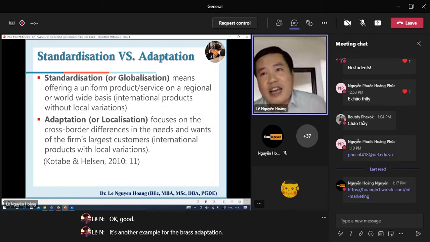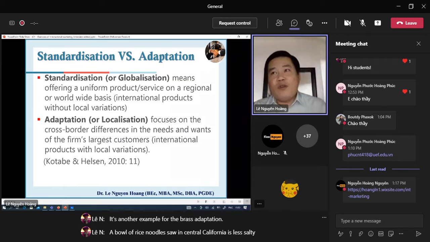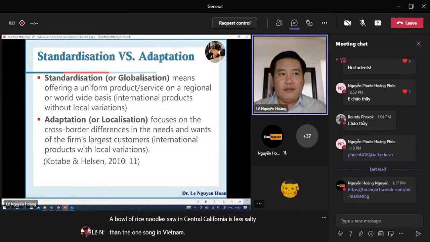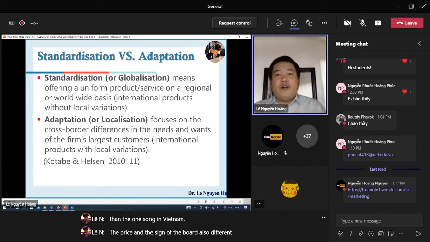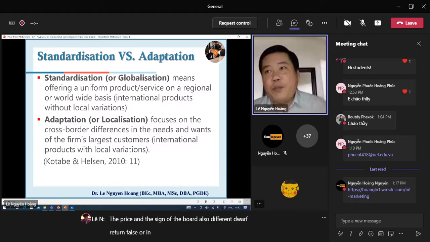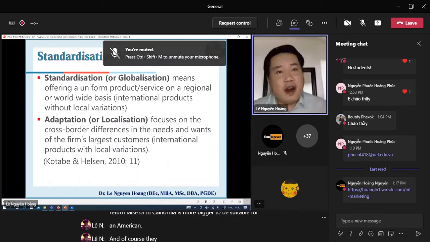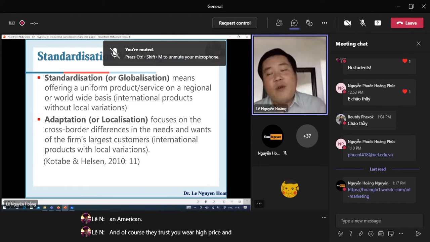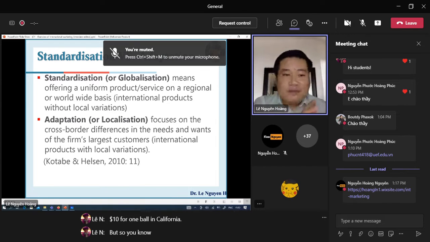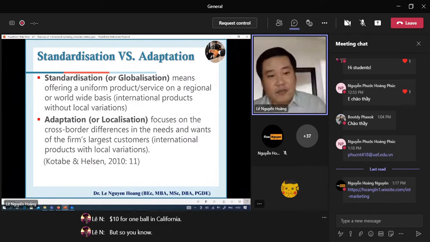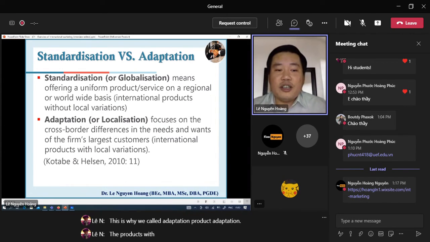A bowl of rice noodles sold in San Jose, California is less salty than the one sold in Vietnam. The price and the size of the bowl are also different. The bowl of Pho 24 sold in California is much bigger to suit Americans. And of course, they charge a high price, roughly $10 for one bowl in California. So this is what we call adaptation, product adaptation: products with local variation.